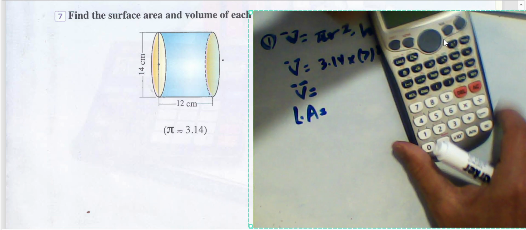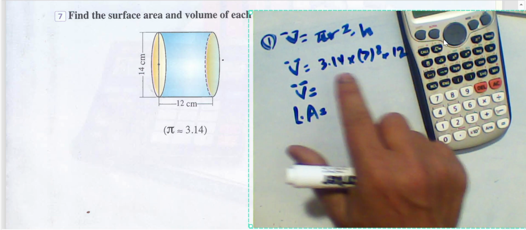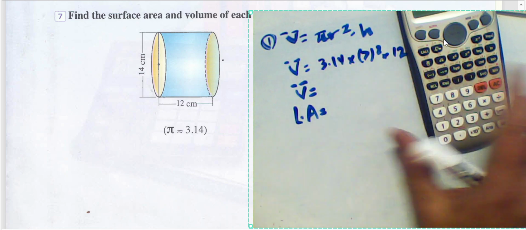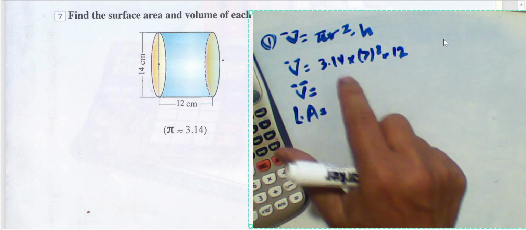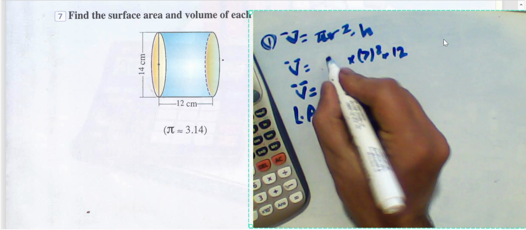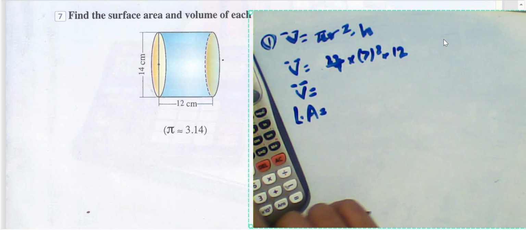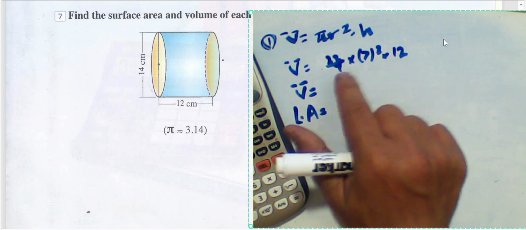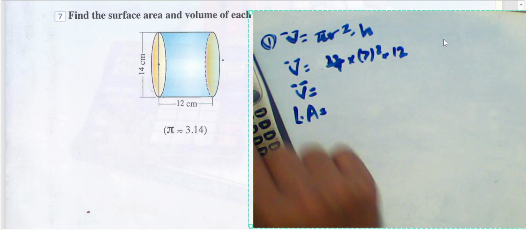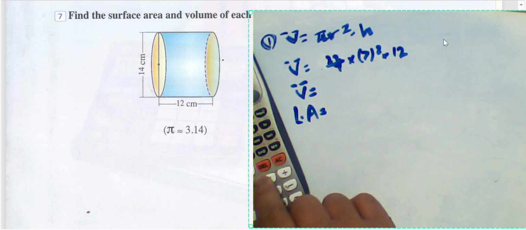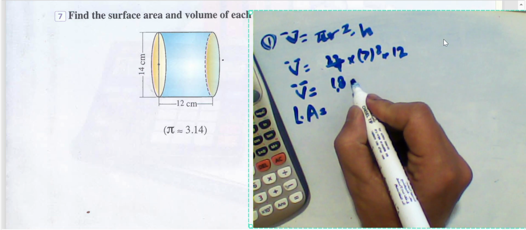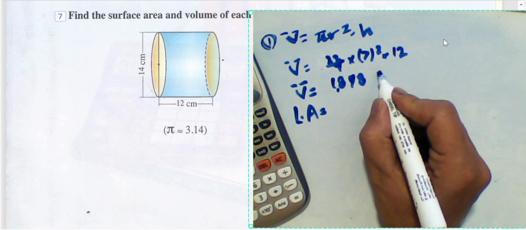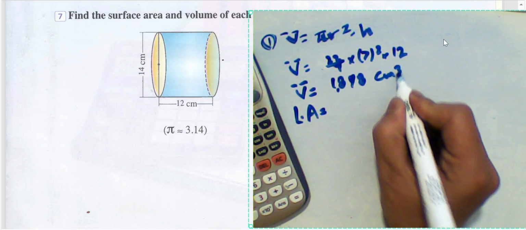I will find the answer by calculator first. We have 7 power 2. You can use 22 over 7 to find the exact answer. Write 22 over 7 times 7 power 2, because we can simplify 7 power 2 divided by 7 equals 7. Times 7 power 2 times 12. The volume is 1848, and the unit is cubic centimeter.